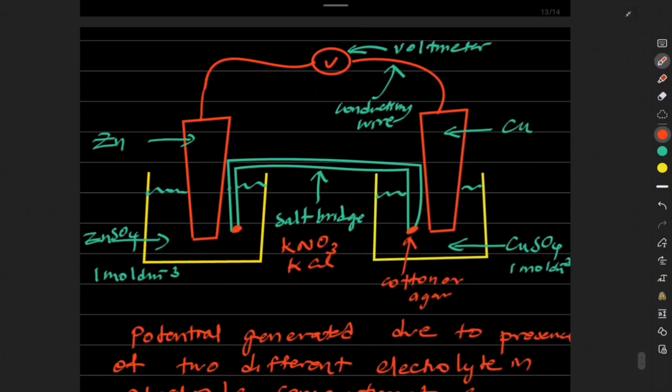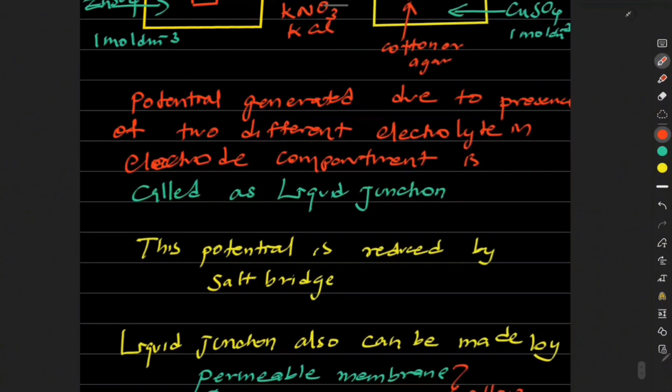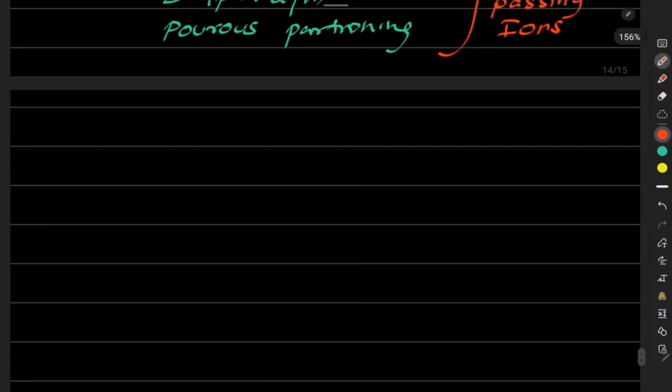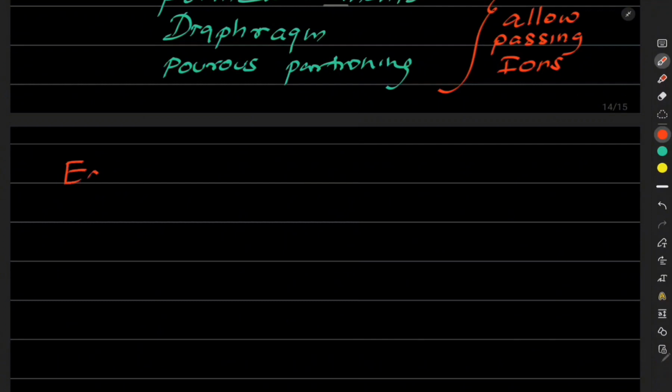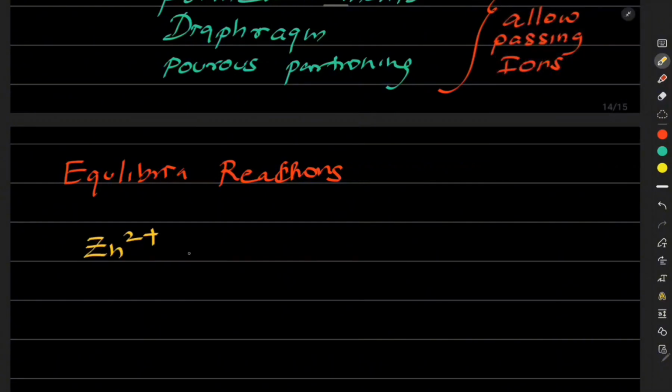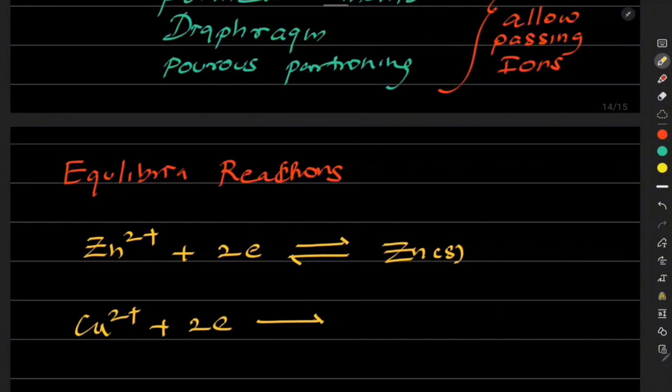If we consider this electrochemical cell, there are two half cells, and now we're gonna look at the equilibrium reactions of the half cells. The first, zinc: Zn2+ plus 2 electrons form zinc solid. And Cu2+ plus 2 electrons form copper solid.